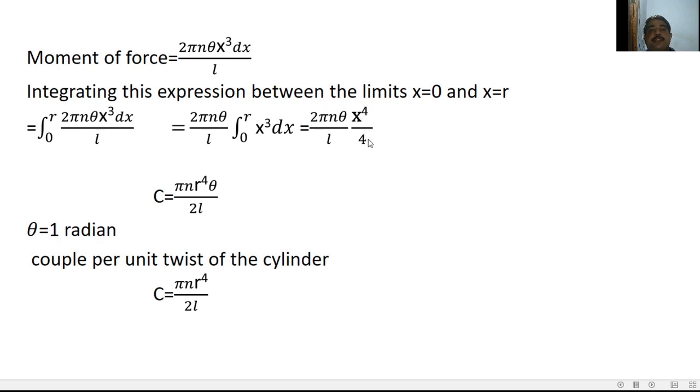Here 2 ones are 2, 2 twos are 4, so this expression becomes C, that is the total twisting couple on the cylinder, equal to pi eta r to the power 4 theta by 2L. If you put theta equal to 1 radian, then the couple per unit twist of the cylinder becomes C is equal to pi eta r to the power 4 by 2L.